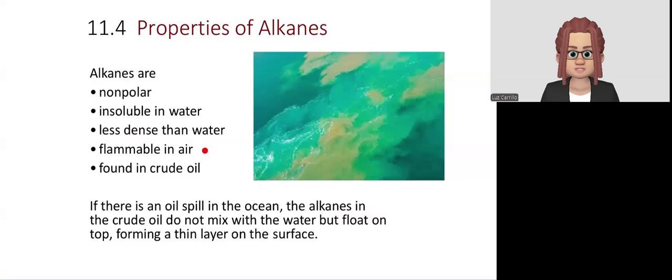They are flammable in air, and we're going to see later in the chapter what that means in terms of reactants and products. And alkanes are present in crude oil. The image that we see on the right side of the slide is representing a crude oil spill in the ocean. Since crude oil contains alkanes and they're less dense than water, these yellow patches that you see in the image represent the alkanes that are present in crude oil, which will be floating on top of that ocean water.